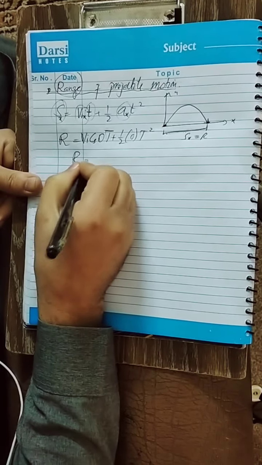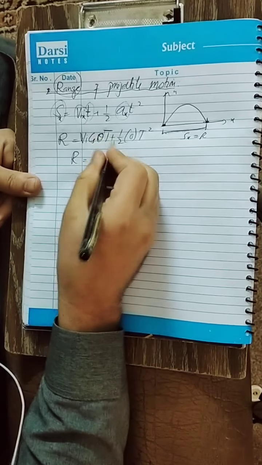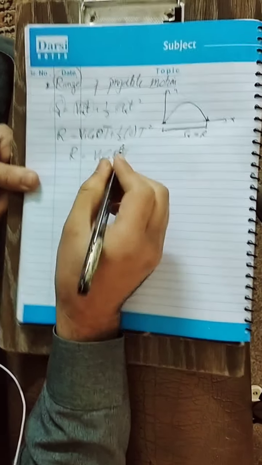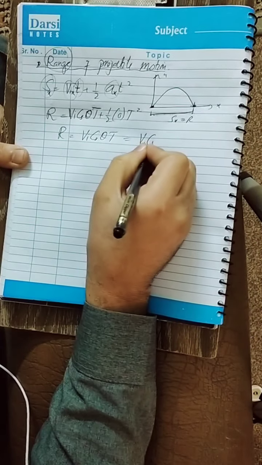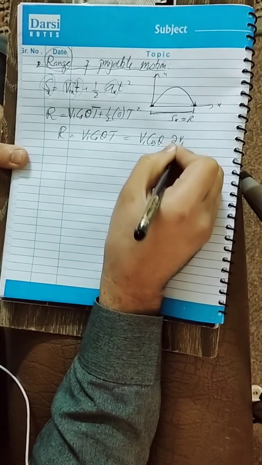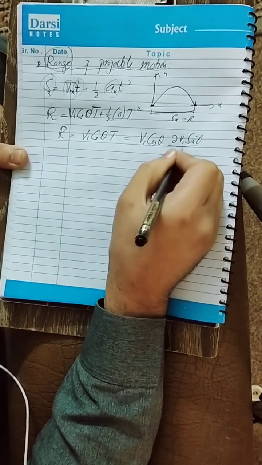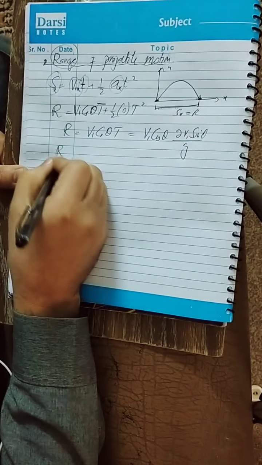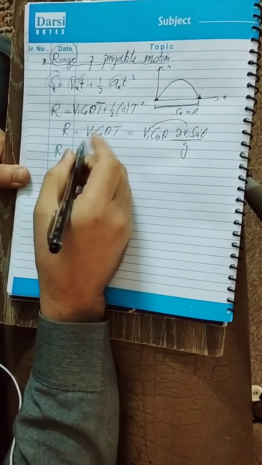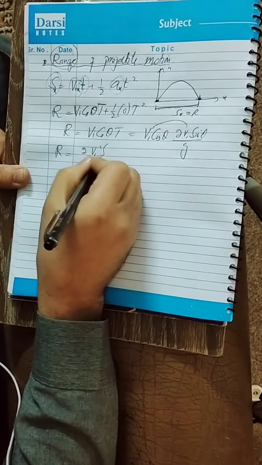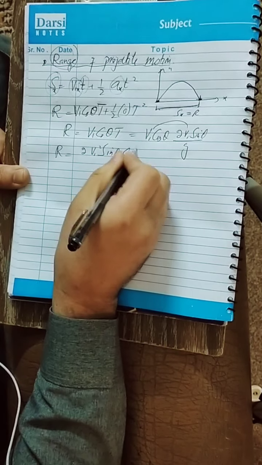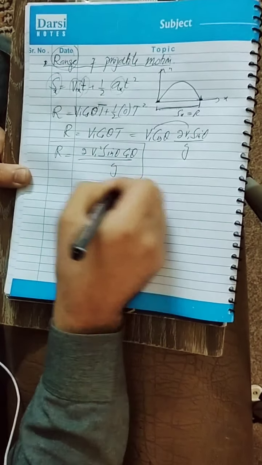So range is equal to v i cos theta into t. What is t? The value of the time of flight is 2 v i sine theta divided by g. So this is the formula for the range, with v i square.